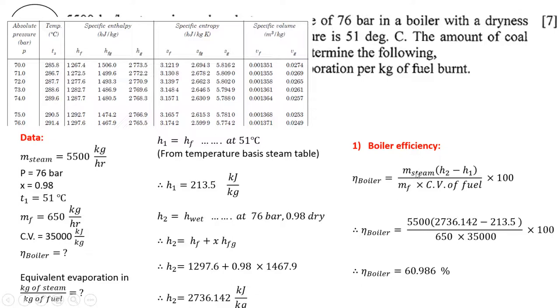Now boiler efficiency is output divided by input, and the output is calculated in terms of the amount of steam that is generated. So it is mass of steam into h2 minus h1, that is the heat that is required to raise that particular steam, divided by the input, that is nothing but the heat that is supplied by burning the fuel. So it is mass of fuel into the calorific value of fuel. So substitute the required values over here. So mass of steam is 5500, h2 is 2736.142, h1 is 213.5, mass of fuel burnt is 650, and calorific value is 35,000, and multiplied by 100. So the efficiency of the given particular boiler arrangement is 60.986%.